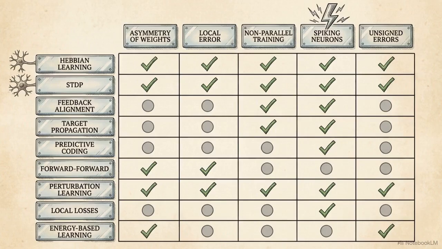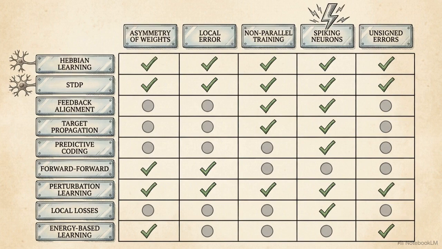This matrix shows the 5 strict biological constraints an algorithm must satisfy to emulate physical brain tissue. A model needs asymmetric weights, local error representation, non-parallel continuous training, a reliance on discrete spiking neurons rather than continuous values, and unsigned error feedback. The local error requirement dictates that synapses must modify their connection strength based exclusively on the immediate gradient information available between 2 connecting cells, without waiting on a global loss function.